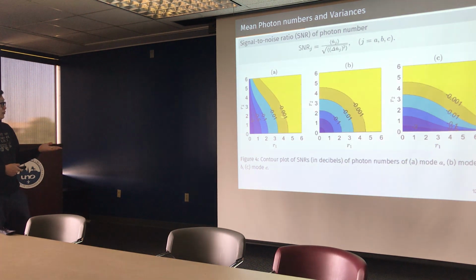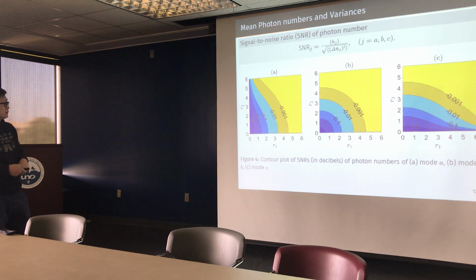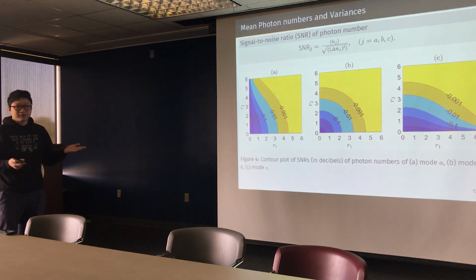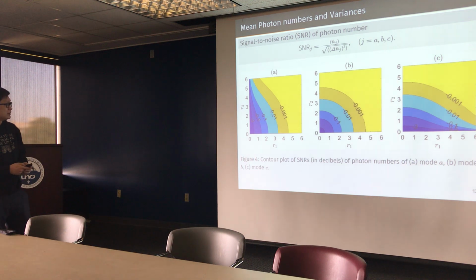Right, so next, this is a plot of the signal to noise ratio defined here for each mode. And in the strong squeezing limit, the signal to noise ratio goes to 0 dB. So this is all pretty similar to the two-mode squeeze vacuum, so no surprise here.